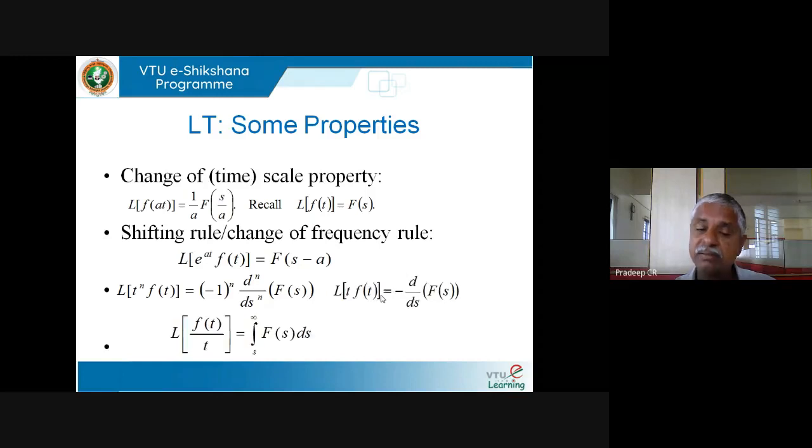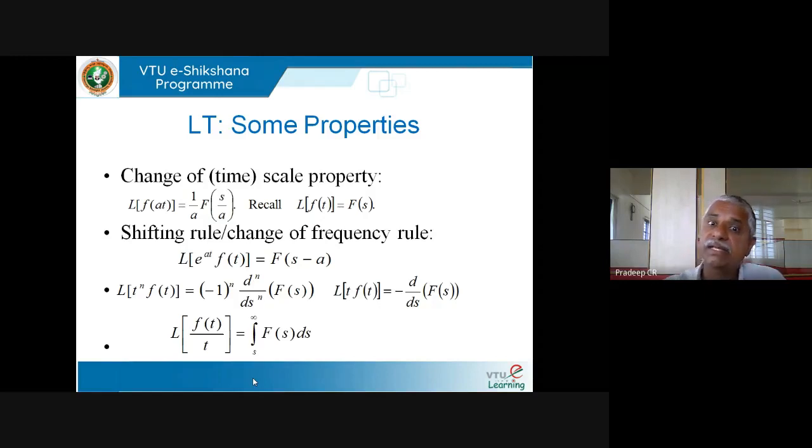Last but not least, this is another very important formula which says Laplace of f(t) by t is the integral of capital F of s ds. Here, how much time do I have? I have another 10-15 minutes. Okay. So I'll give you some way of trying to remember these things.